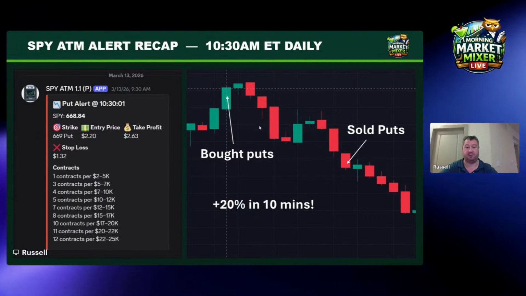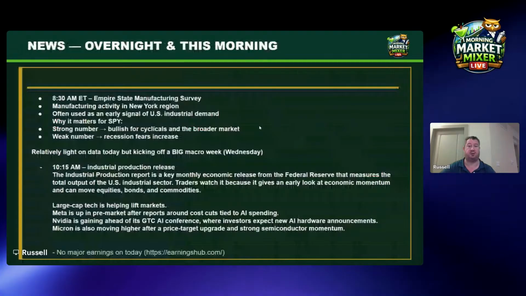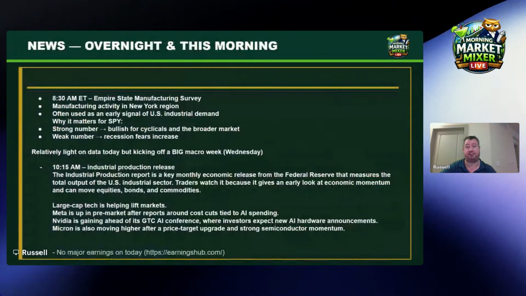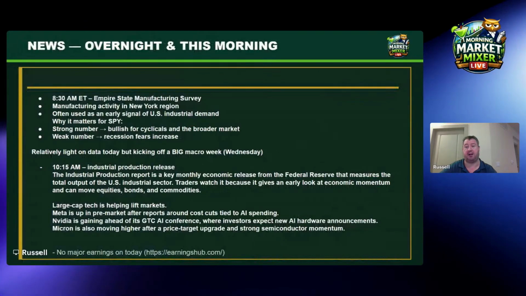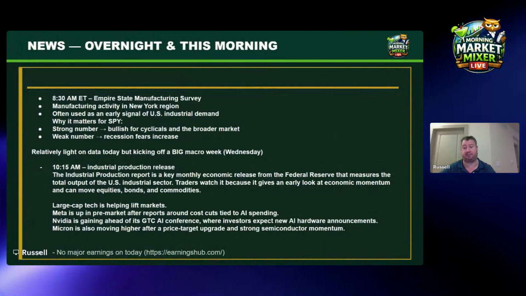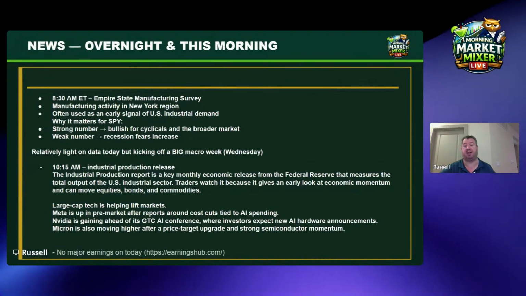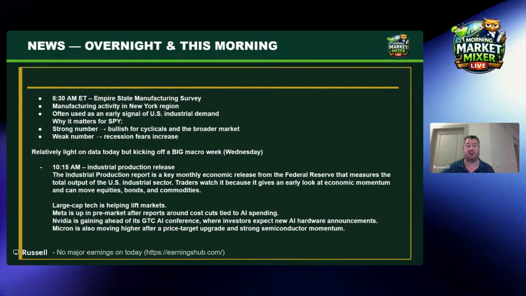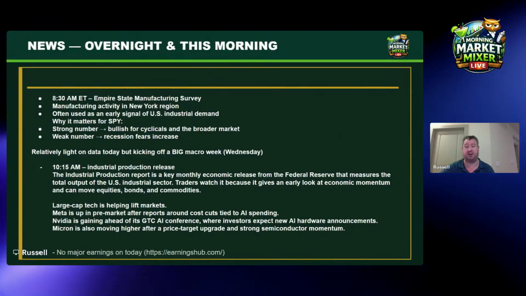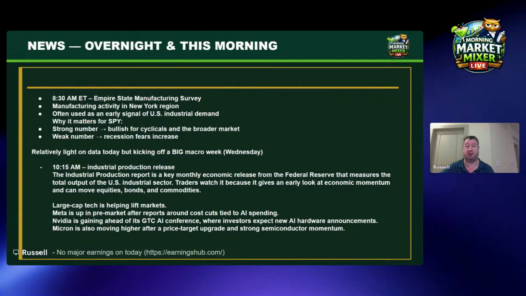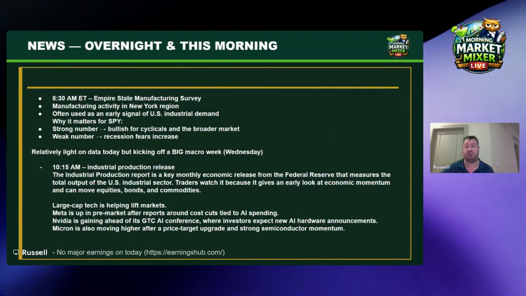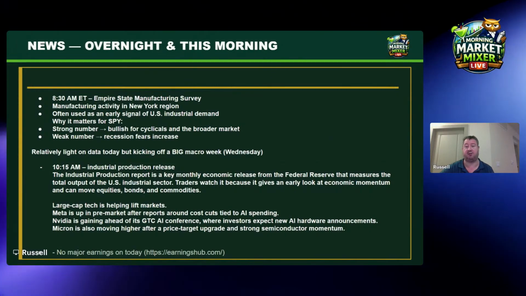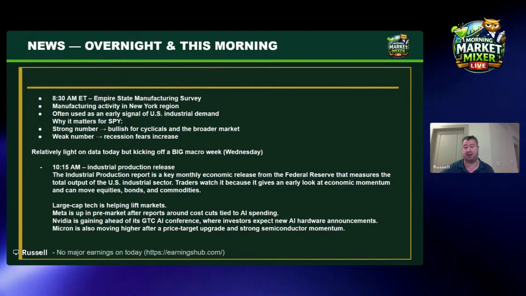So very easy. All right, let's get into the news from overnight and the weekend and this morning. This morning we had the Empire State Manufacturing Survey. It didn't move the market very much, but basically it's manufacturing activity in New York. It's often used as an early signal of US industrial demand, and it matters because strong numbers mean bullish sentiment for the broader market, and weak numbers often mean recession fears increase. So that's why it can affect the market. It didn't do much today at all.